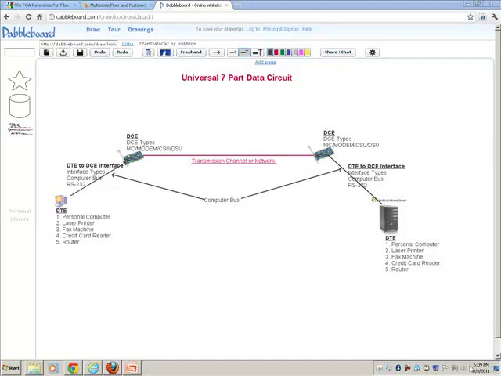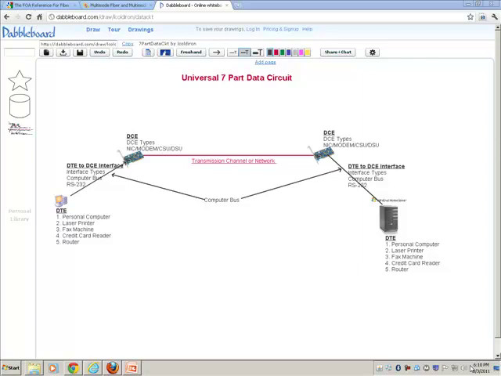Something that I didn't cover last time, we'll start out with it here, is called the Universal 7-Part Data Circuit, which is nothing really overwhelming, I guess is a word. We have DTEs and DCEs, data terminal equipment, data communications equipment. And a DTE connects to a DCE if you're going interface to interface. That's a big deal in routers because if you connect a serial interface to a serial interface, one of them has to be a DTE, one of them has to be a DCE.